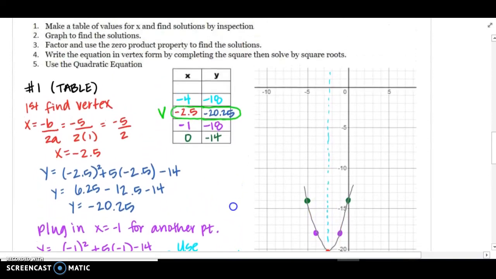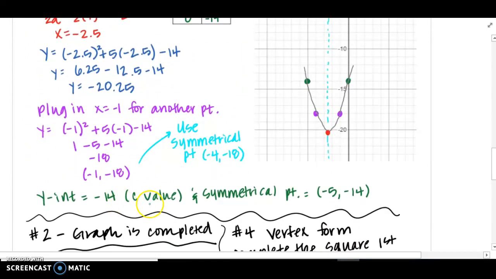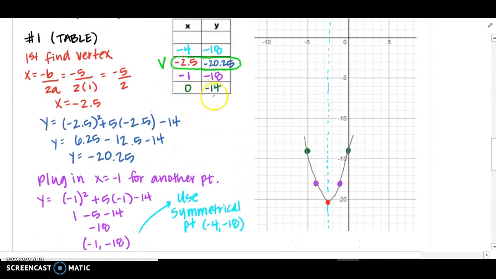For the last point, you can use none other than the y-intercept. The y-intercept, since this is in standard form, is your c value. So your y-intercept is negative 14. So I use the point 0, negative 14 in the chart. If you use 0, negative 14, you can use symmetrical of that and have negative 5, negative 14. Again, everything is centered around that axis of symmetry.